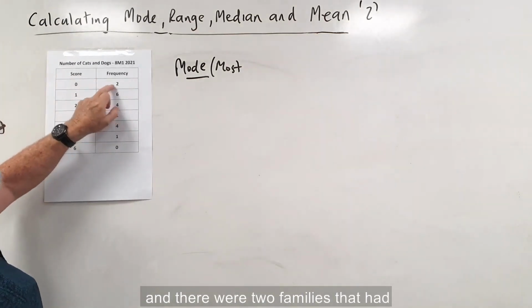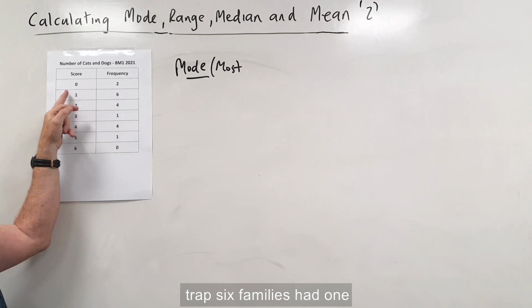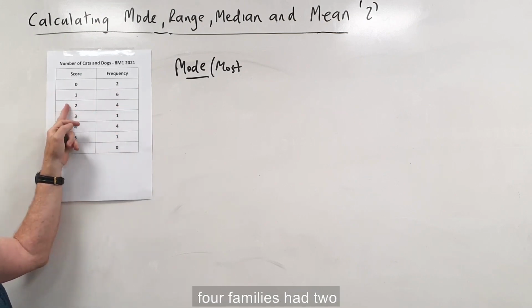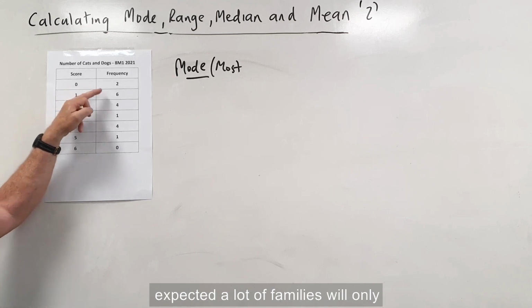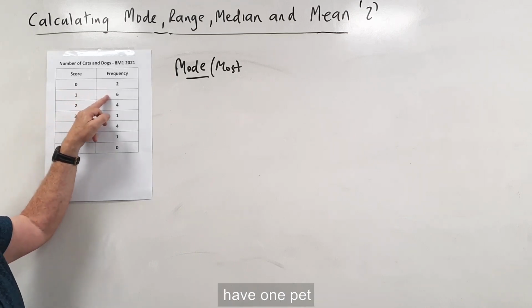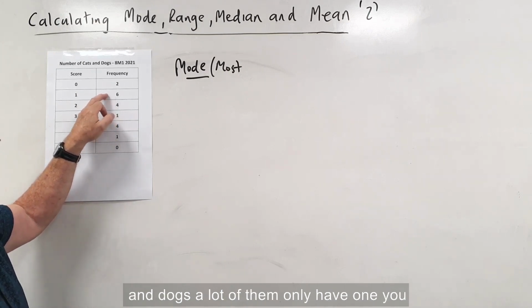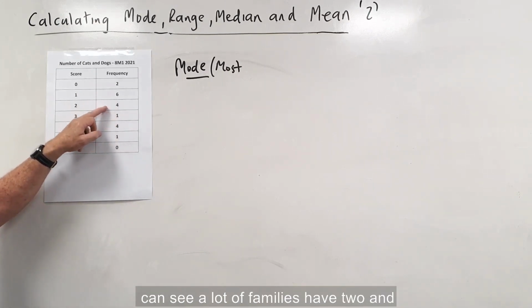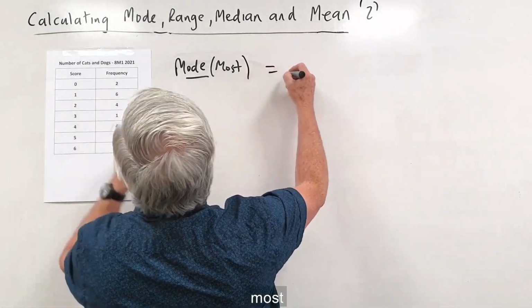There were 2 families that had none. There were 6 families, what's the trap? 6 families had 1, 4 families had 2, 1 family had 3. As probably expected, a lot of families will only have 1 pet. They might have lots of fish and other things, but we're just talking about cats and dogs. A lot of families only have 1. You can see a lot of families have 2 and even more. So the one that turns up the most is actually 1.